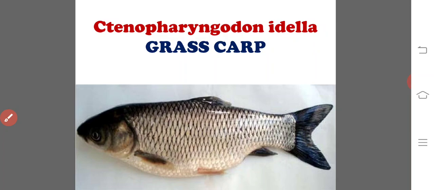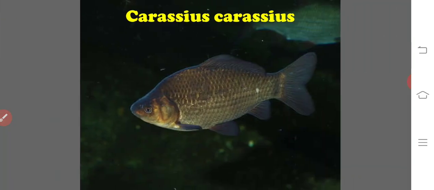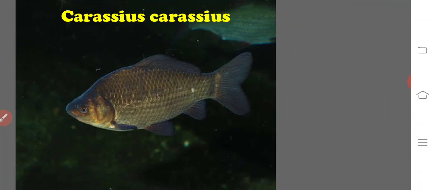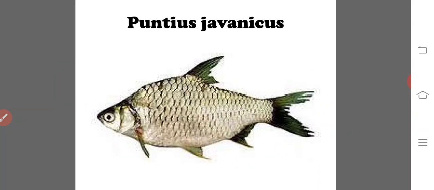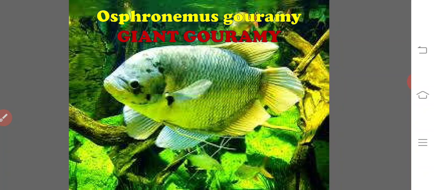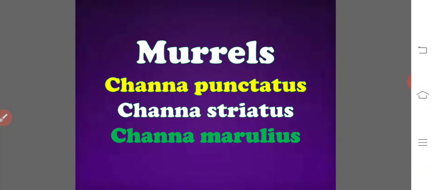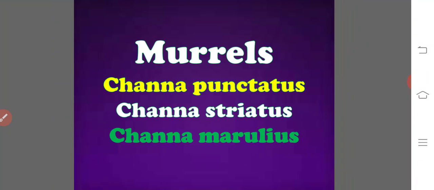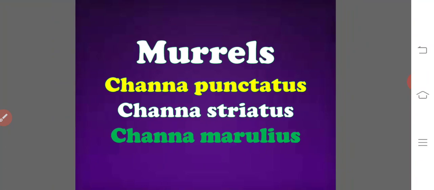And coming to Ctenopharyngodon idella, this is the grass carp, and this is Carassius carassius, Puntius javanicus and Osphronemus gouramy, the giant gourami. And coming to the murrels, which have high nutritious value without cholesterol and which have high market value among Indian fishes: Channa punctatus, Channa striatus, and Channa marulius.